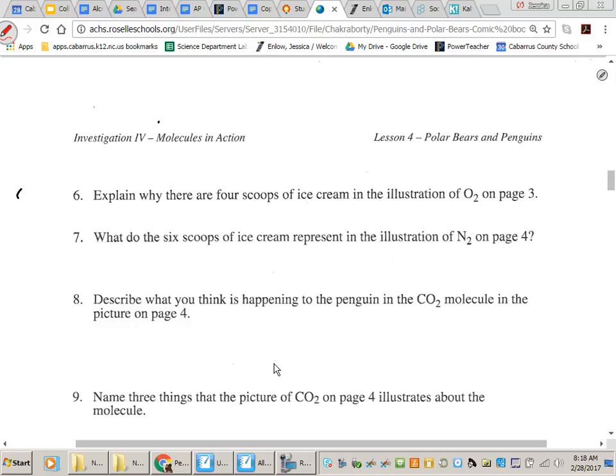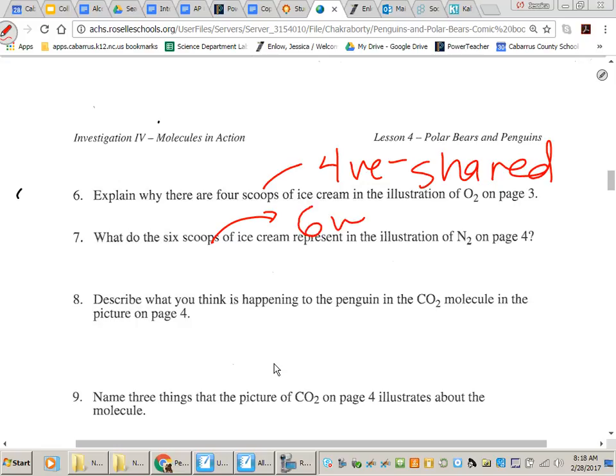So what kind of bond is that? It's still covalent, right? So it could be polar covalent, it could be non-polar covalent. It does depend on the electronegativity of those atoms. Oh, this is oxygen. Yeah, so it would be non-polar. So this is 4 valence electrons that are being shared between the oxygen atoms. 6 scoops of ice cream, you can guess, is 6 valence electrons being shared between the 2 nitrogen atoms. And you can see that because they're showing it as scoops of ice cream, so we could draw those as dots. And we'll draw them another way in a couple minutes too.